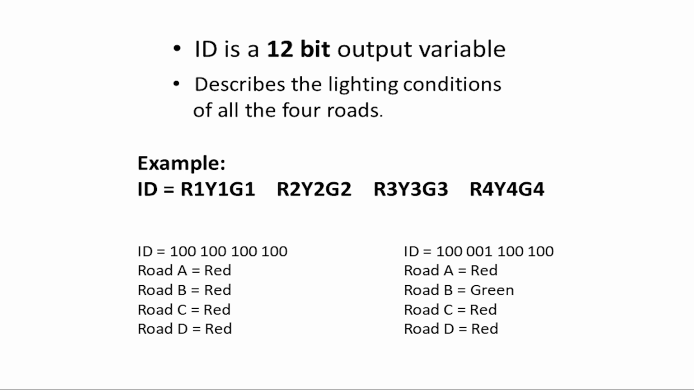Okay, so now we will talk about our code. Before that, we need to talk about ID, which is a 12-bit output variable, and it describes the lighting conditions of all the four roads. Among the 12 bits, the first 3 bits are for road A, the next 3 bits are for road B, the next 3 bits are for road C, and the last 3 bits are for road D. So if ID has a value like this, then it means all the roads will be red. And if ID has a value like this, then it means road A, C, and D will be red, but road B will be green, as we have a 1 in the 6th bit.